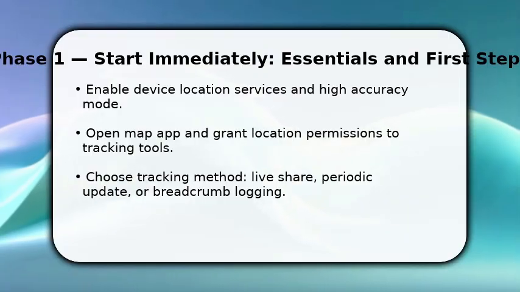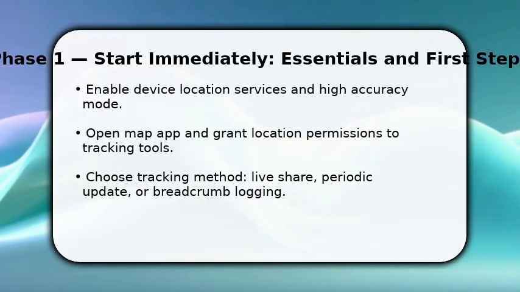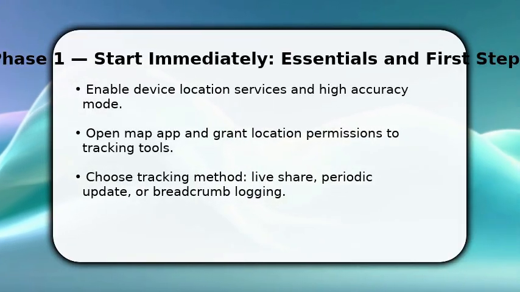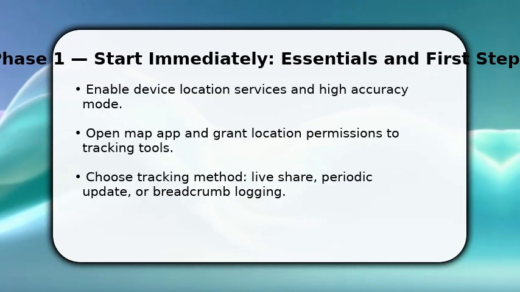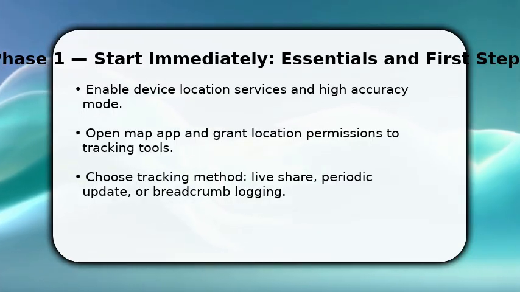You start by turning on device location and setting high accuracy. This gives better GPS fixes. Once done, open the Map app and allow permission prompts. Otherwise, the app cannot read your position.